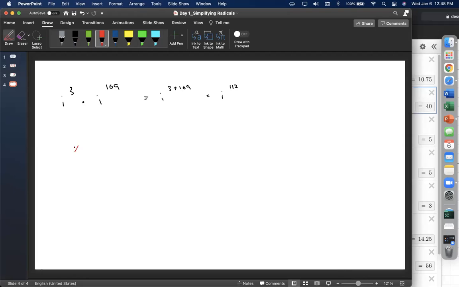And let me show you this rule. So if we have x up to the a times x up to the b, this becomes x up to the a plus b, and this is one of our power rules. So let's go ahead and find the answer to i up to the 112. So let me do method 1, which is 4 goes into 112 how many times?